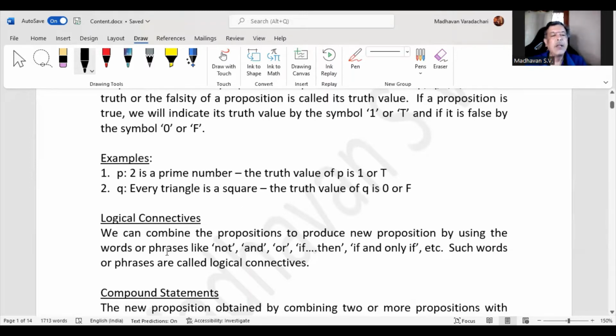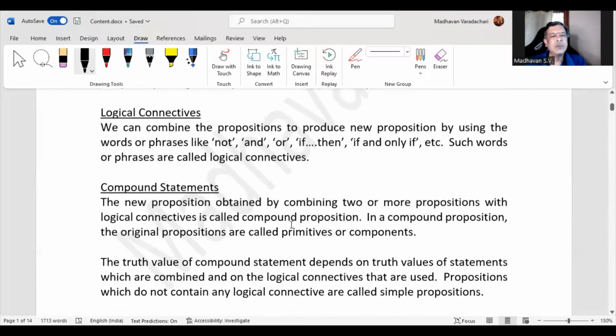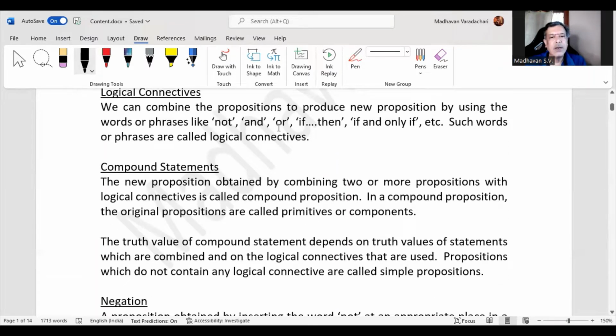Okay. The logical connectives. We can combine propositions to produce a new proposition by using words or phrases like not, and, or, if so and so, then so and so, if and only if, etc. Such words or phrases are called logical connectives. So these are the logical connectives: not, and, or, if... then..., if and only if, etc. The compound statements. The new proposition obtained by combining two or more propositions with the logical connectives is called a compound proposition or compound statement.